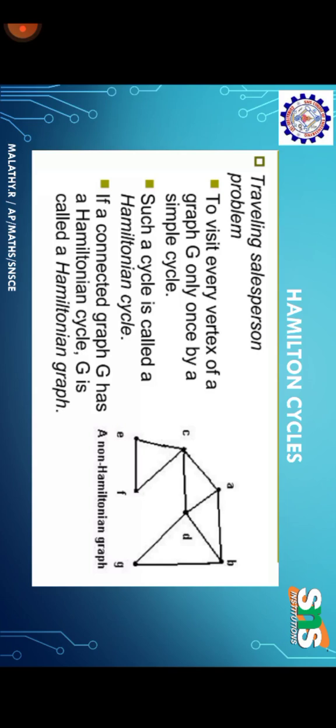Next one is Hamiltonian cycle. Already we have seen the Eulerian cycle, where we look at edges. For a Hamiltonian cycle we look at vertices alone. To visit every vertex of a graph G only once by a simple cycle, such a cycle is called a Hamiltonian cycle. If a connected graph G has a Hamiltonian cycle, G is called a Hamiltonian graph.